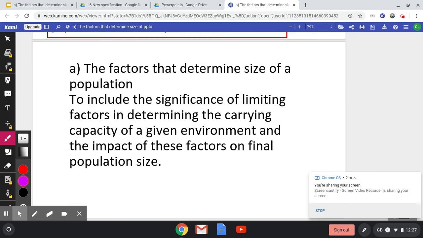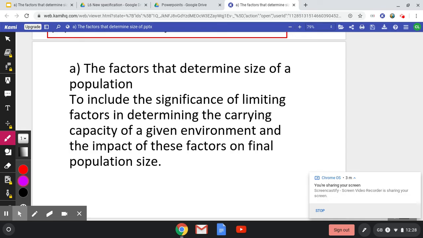So that covers our first lesson objective for Populations and Sustainability 6.3.2. We've looked at the factors that determine the size of a population. We've looked at the significance of limiting factors in determining the carrying capacity of a given environment and the impact of these factors on final population size.